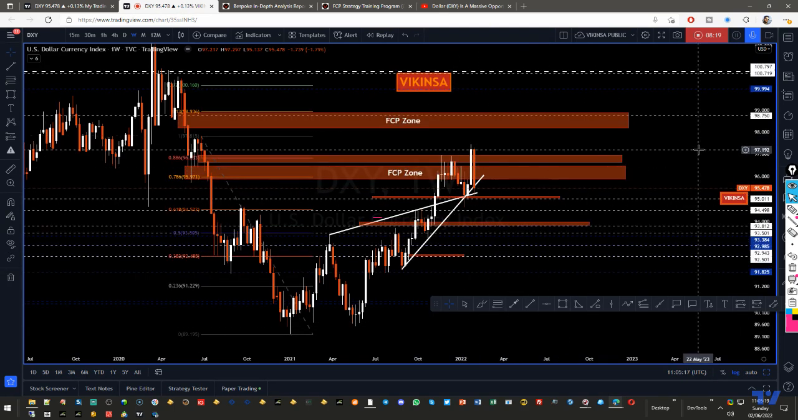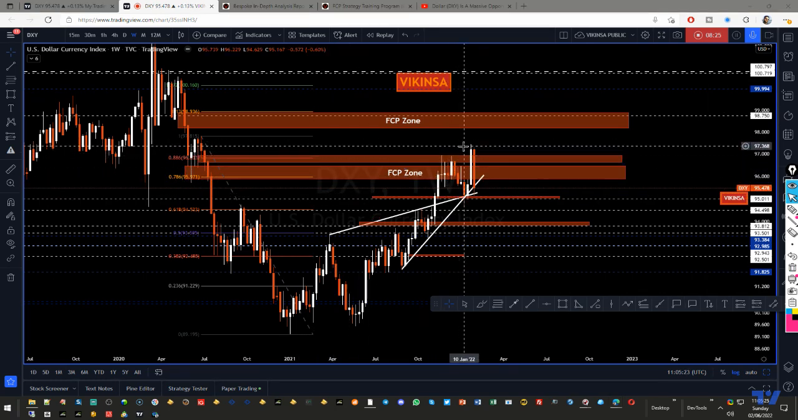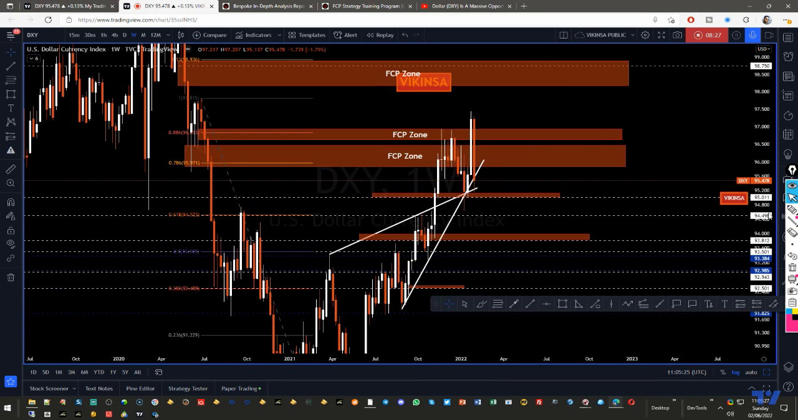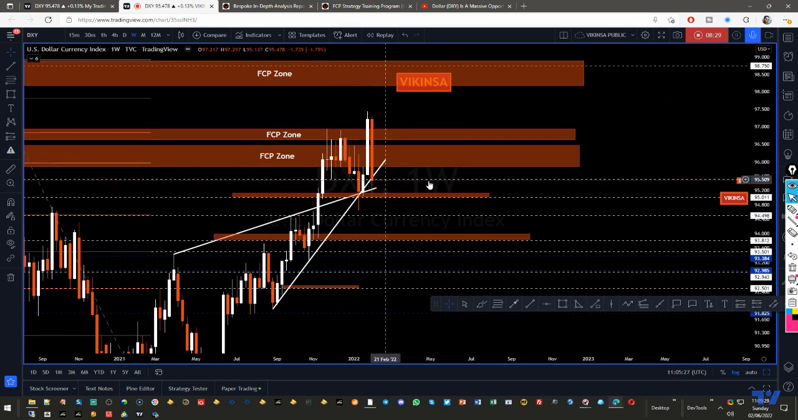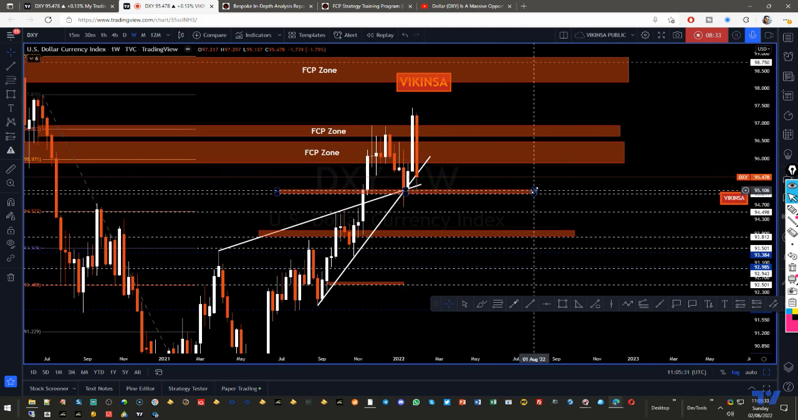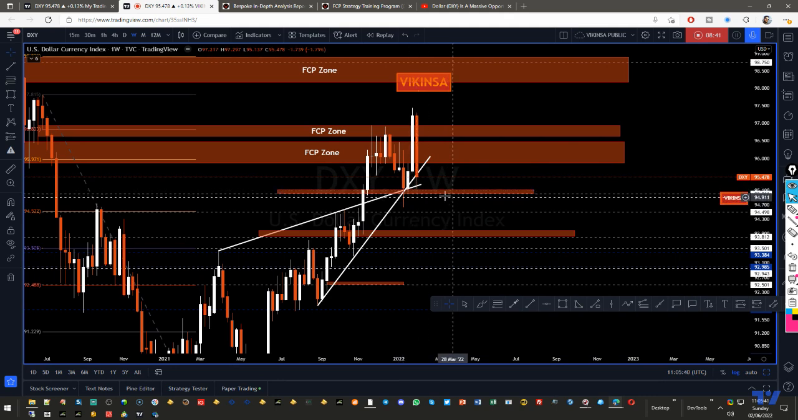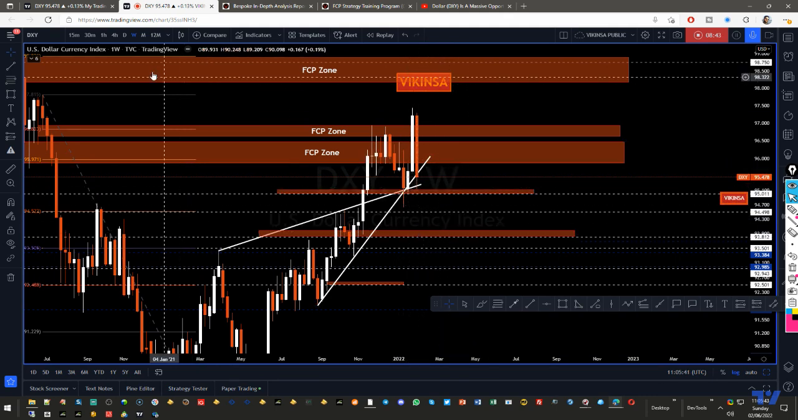So this is what we had previously. The market came into this FCP zone, fell down, and then went back up, grabbed the liquidity, and then fell down almost immediately. Now this is looking like a bearish move here, but because we are in an FCP zone and we are supported by this trend line, we can expect some bullish move going upwards. If these trend lines and this FCP zone are broken, then obviously we'll see a downward move.